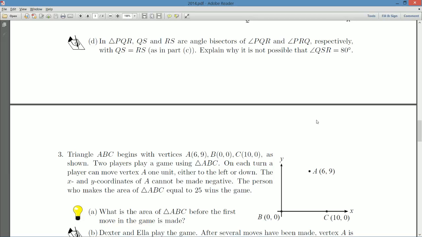So, not a whole lot else to say here. Proof by contradiction, very important. It pops up from time to time on these contest tests. It's a nice thing to know for these written style questions. And I think that's about it.